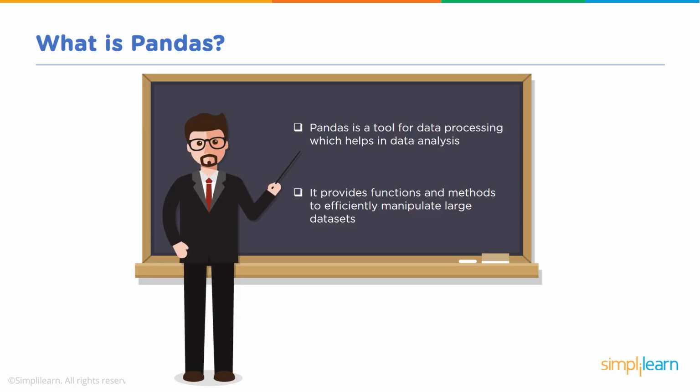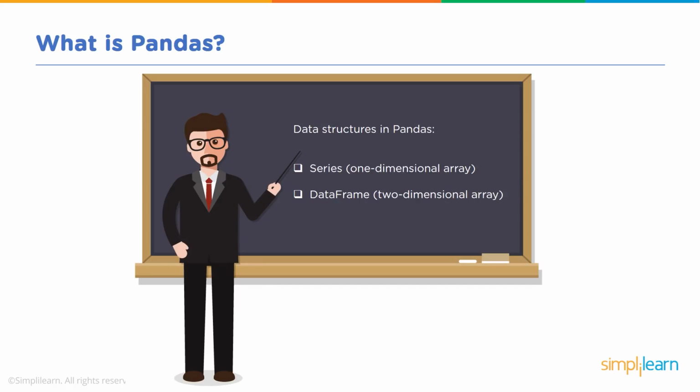And then I said that it's a data frame. So the data structures in Pandas are series, one-dimensional arrays, and then we have data frame, two-dimensional array. It really centers around the data frame. The series just happens to be part of that data frame.